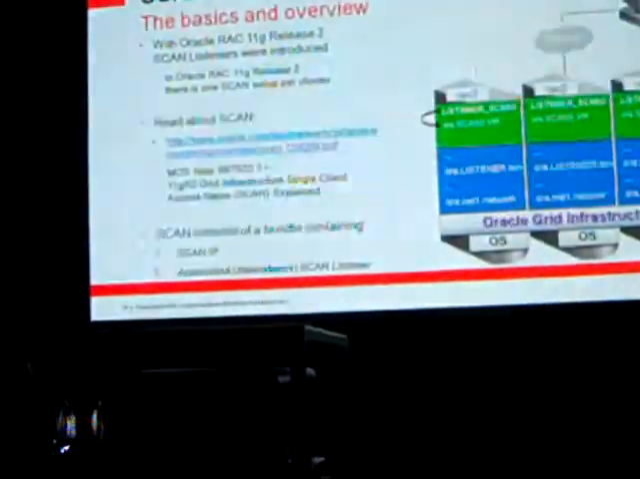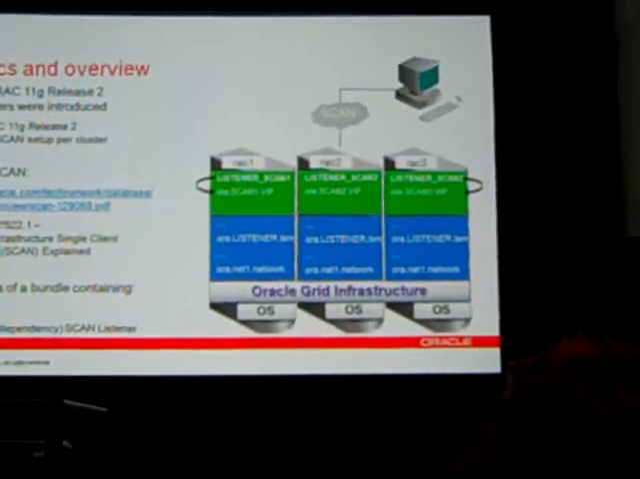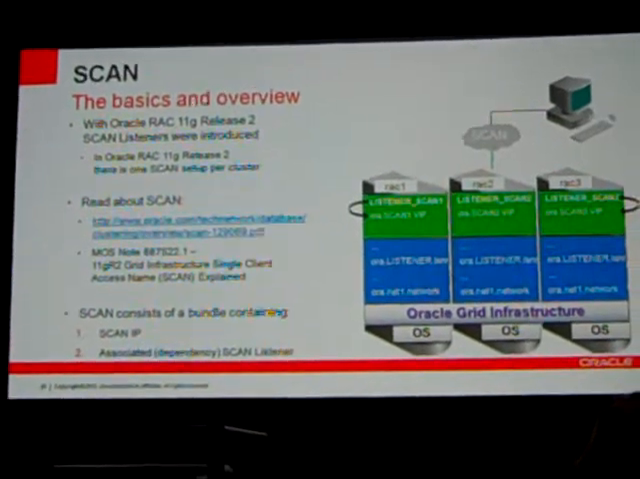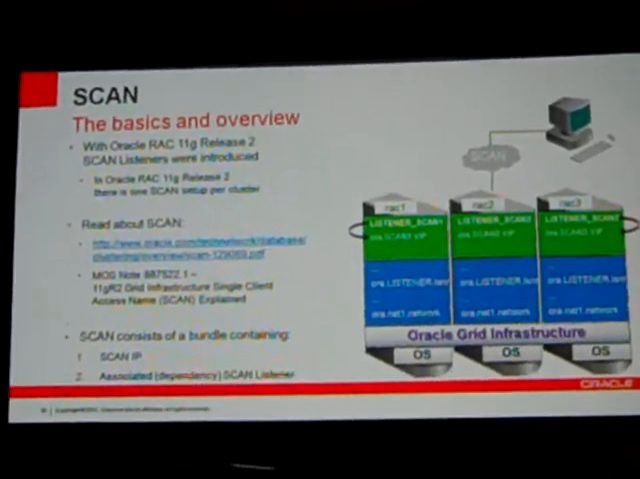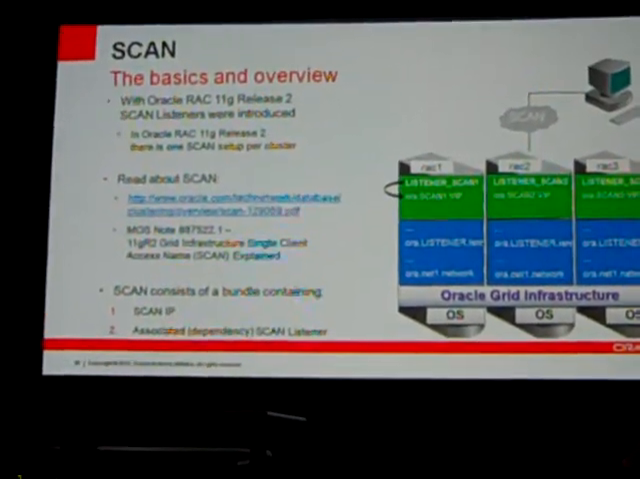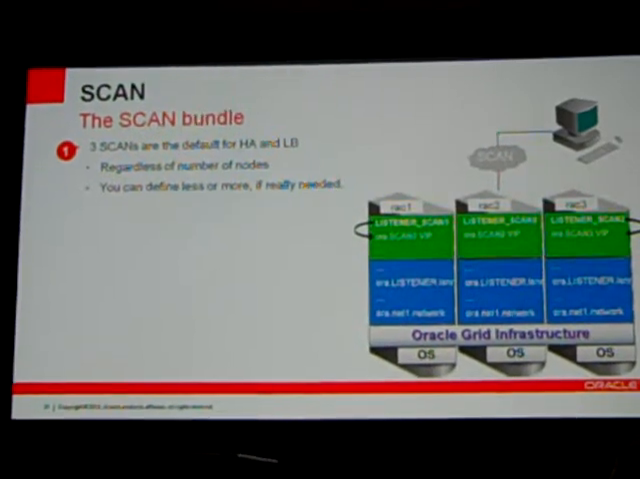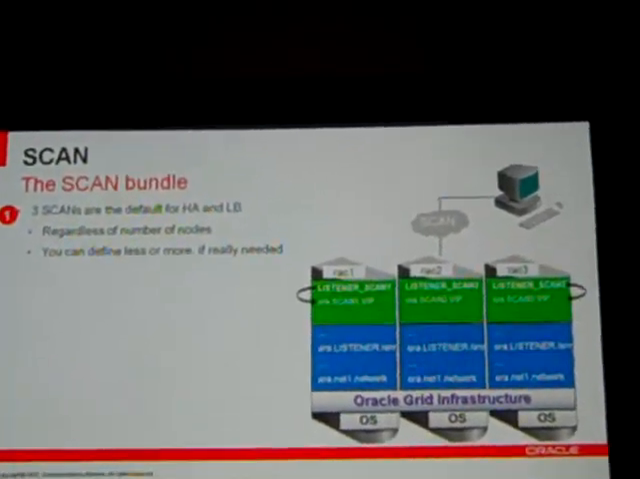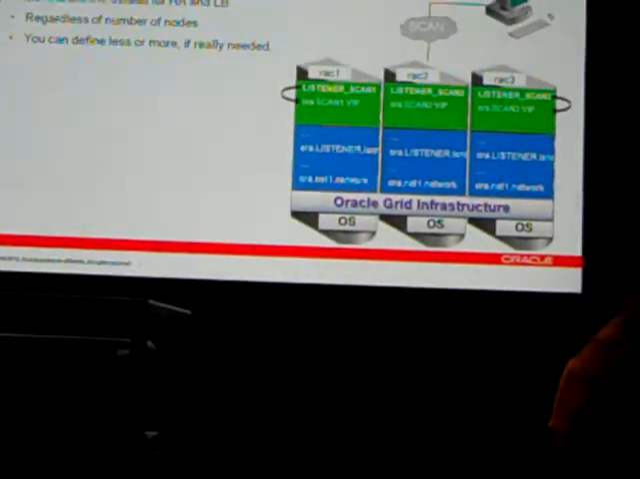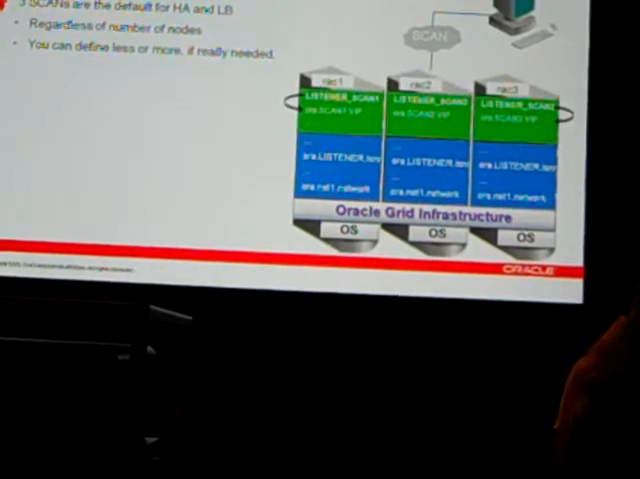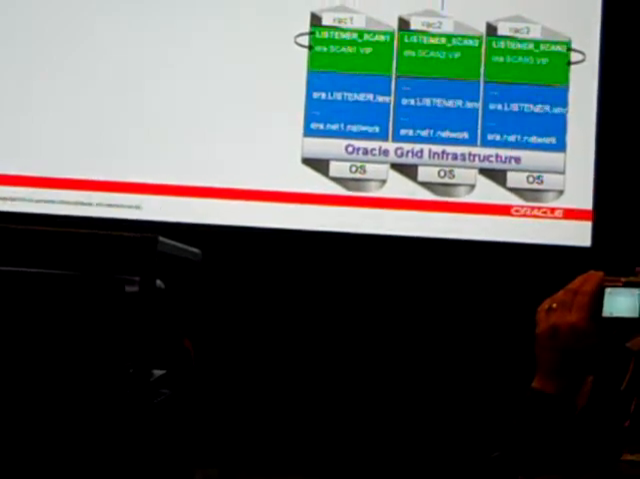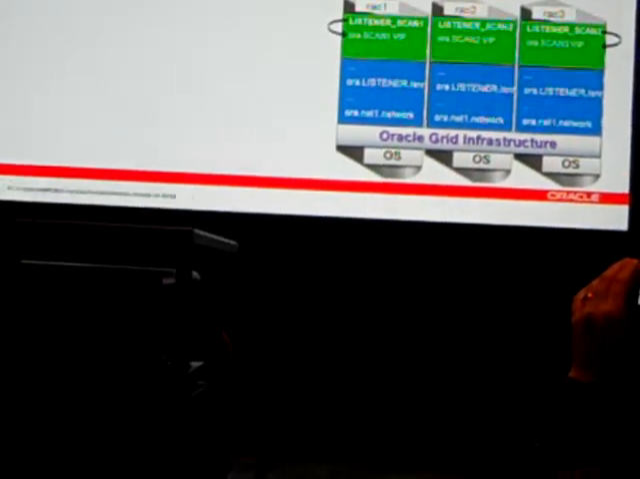And I'm not going to talk about SCAN again because there were more presentations about it. There's a SCAN paper out there on oracle.com. Go to RAC, and there's also a good MOS note out there, 887522.1, which gives you a lot of information. The 3 things I want to mention is that you have 3 SCANs per default for HA and load balancing. And I still get the question, 3 years after we released it, whether we can have more or fewer SCAN listeners and therefore SCAN VIPs in the cluster. And the answer to this is yes, you can.